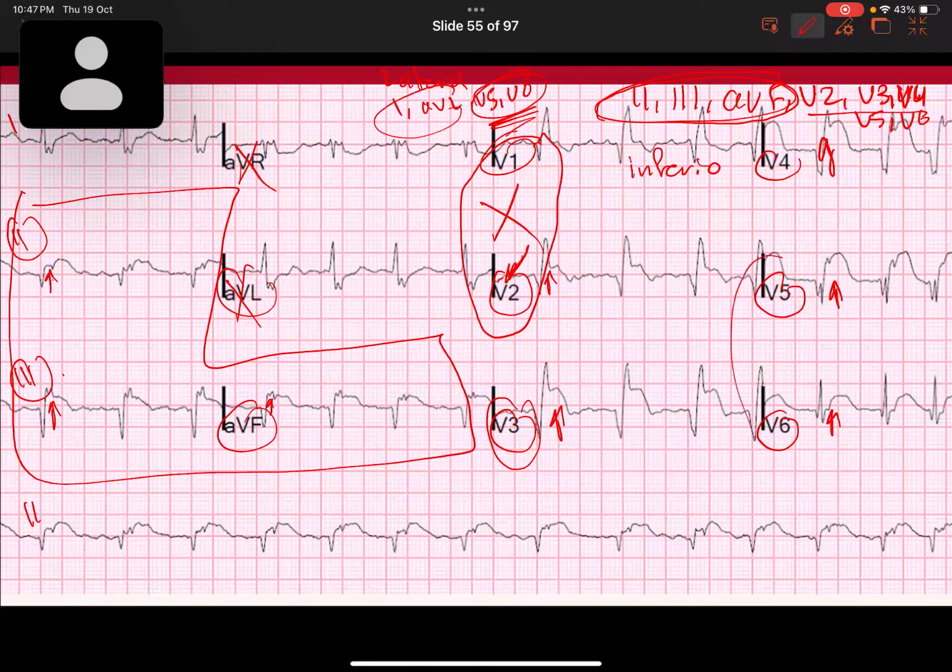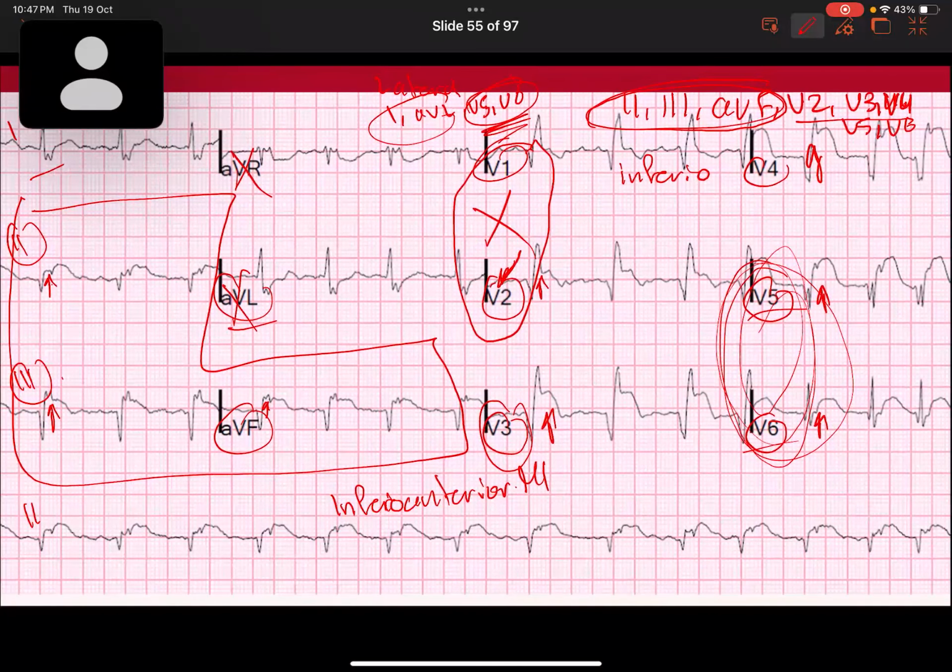And then V5 and V6, we would not consider them that much because it has to be a part of the lateral group, which is leads 1, AVL, V5, and V6. So this MI is inferior-anterior. Okay, MI. Okay, so right now we're done with MIs.